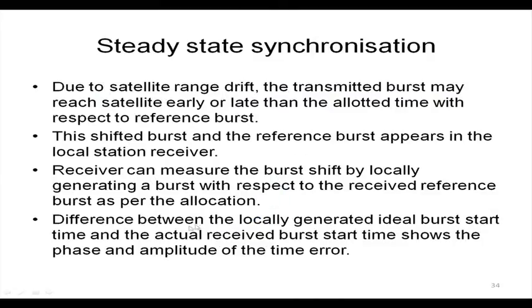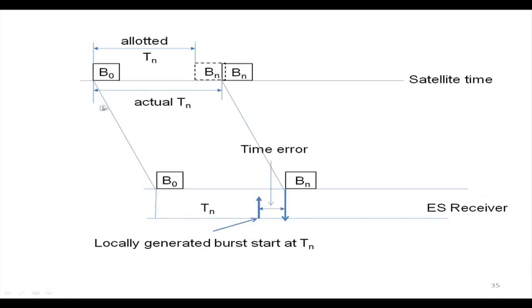I repeat for your reference, the difference between the locally generated ideal burst start time and the actual received burst start time shows the phase and amplitude of the time error. So, you receive the B0 and you receive the Bn, which might have shifted. This is the allotted time, but because the satellite has drifted, Bn has reached here a little late, at actual Tn, and what the satellite has received it will retransmit down. So, you will receive it slightly away.